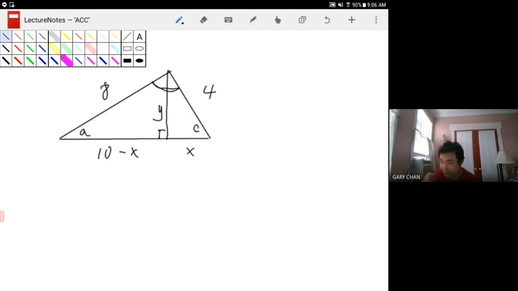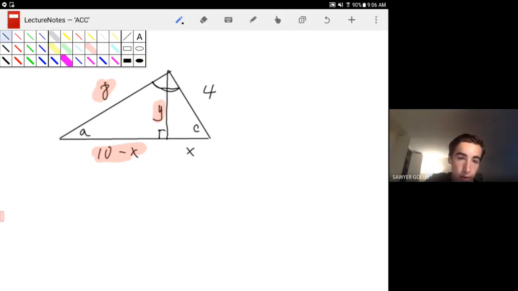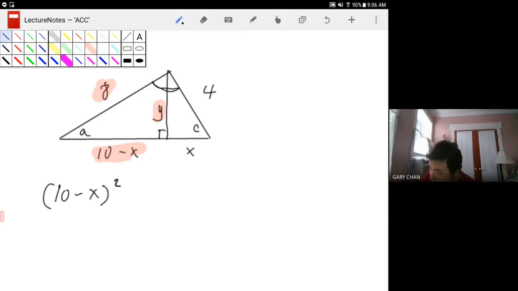This is still going to be a right angle here, because drawing lines at a right angle, we can still apply the Pythagorean Theorem. What is the relationship between 10 minus x, y, and 8? Is there a formula that relates all three side lengths together? Yeah, Sawyer? You could use the Pythagorean theorem. You could do 10 minus x squared plus y squared equals 8 squared. That's right.